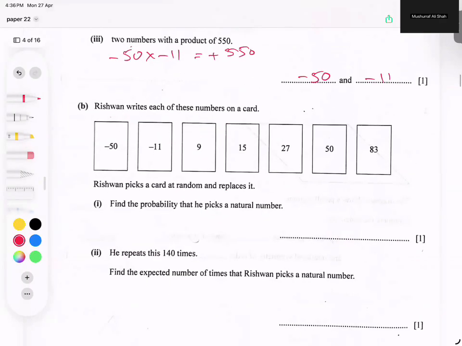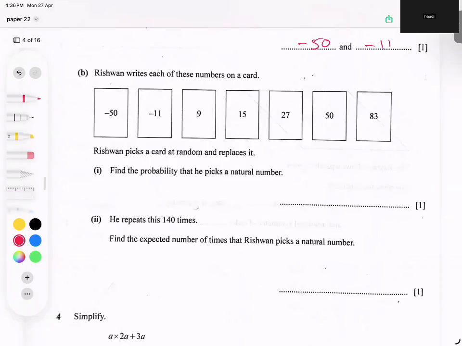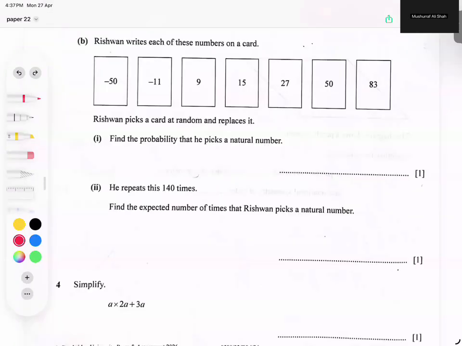Part B, we have, students, a question. Part B: R writes each of these numbers on a card. R picks a card at random and replaces it back. It means one card is noted down, kept outside, and then put back again. So the probability of the next second card will not change. Find the probability he picks a natural number.